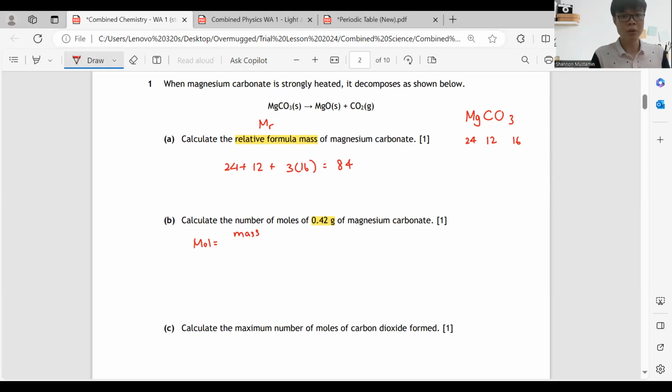Okay. Don't know what to do, find mole first. Molar mass is the same as Mr, okay? In terms of magnitude, just different definition. So that's why when you substitute inside the number, it's going to be the same. Same magnitude means same number. This one, 22.05.